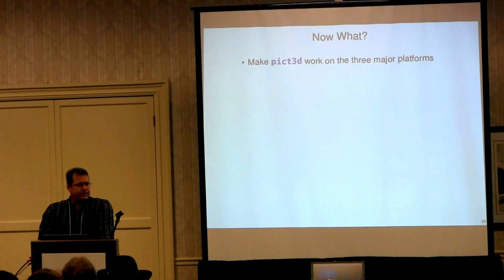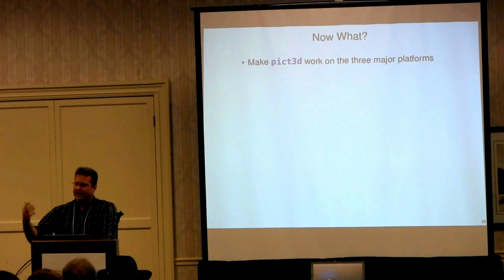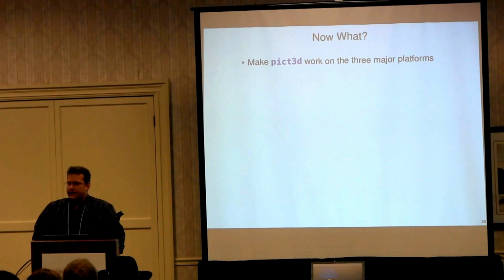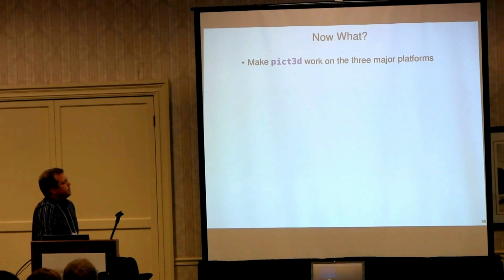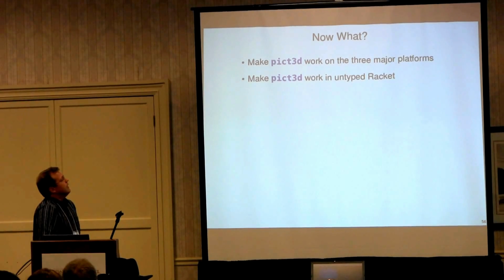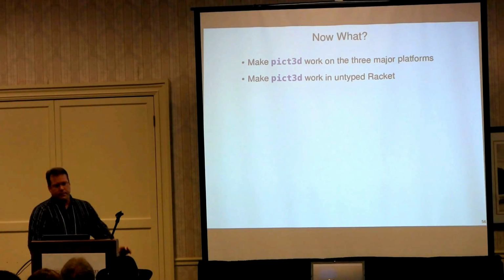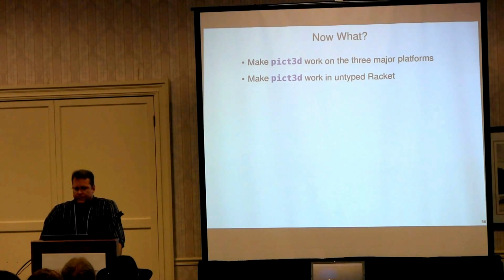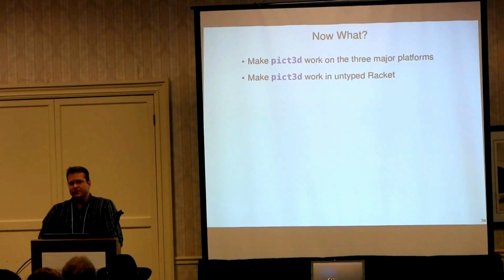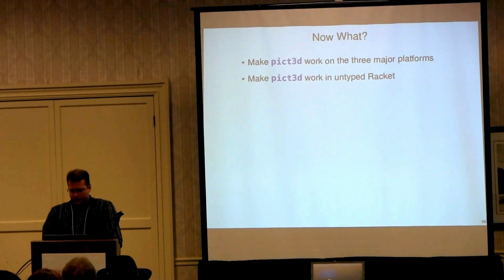So, now what? I want to make this work on all 3 major platforms. I know it does not work on Mac OS X because of reasons. I can only develop in OpenGL 3.0, and in Mac OS X you only get OpenGL 2.1 or 3.2 or 3.3. And 3.2 and 3.3 aren't backward compatible. I don't know how it does on Windows, so if somebody wants to try this on Windows, please do it. I want to make this work in untyped Racket because it doesn't work in untyped Racket right now for reasons that have to do with contract generation, and Asumu's back there because he knows why.